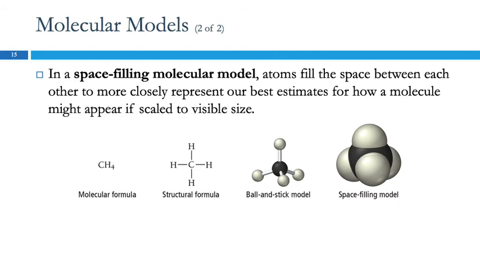So here's the molecular formula that we've talked about. This is an example of a structural formula. We see the letters representing the atoms and lines representing how they're connected. This is the ball and stick model. And this is what is called a space filling model. This is more like what a molecule would actually look like if we could see it.